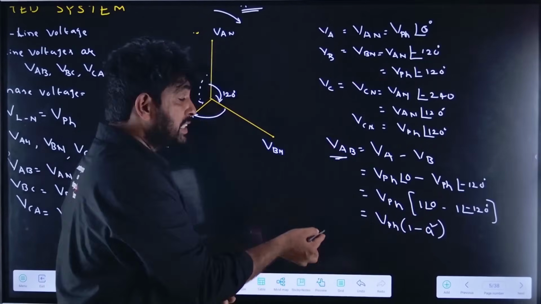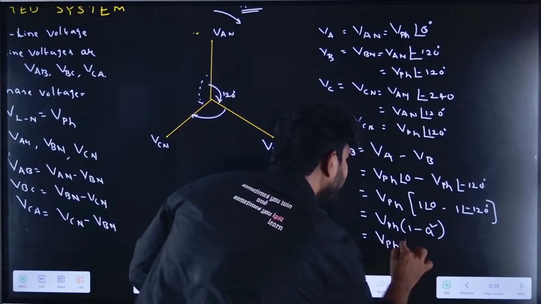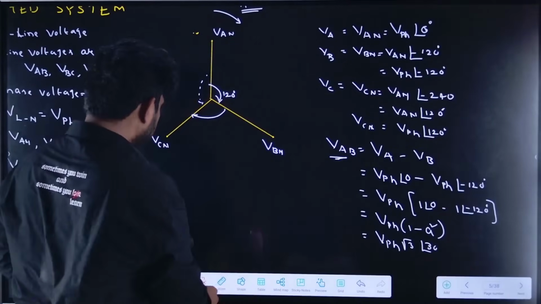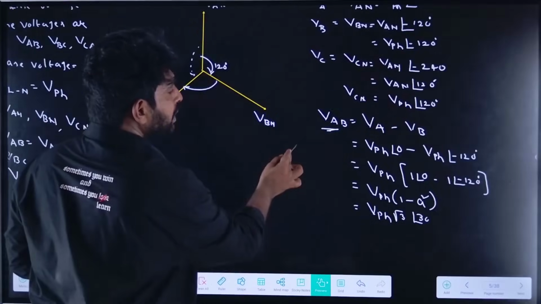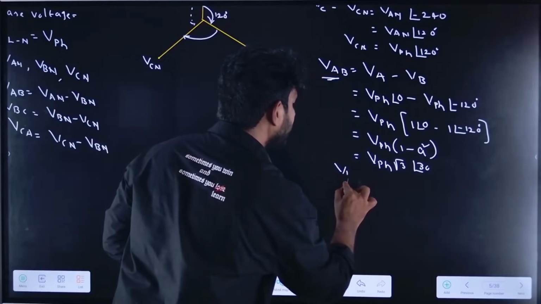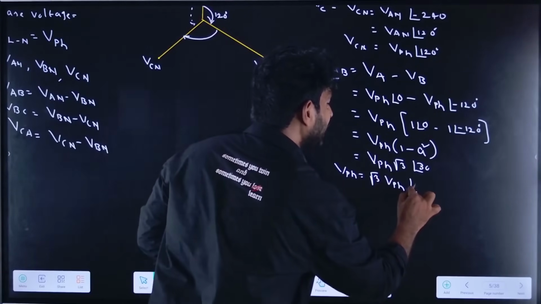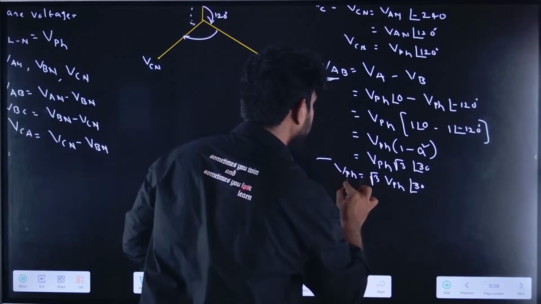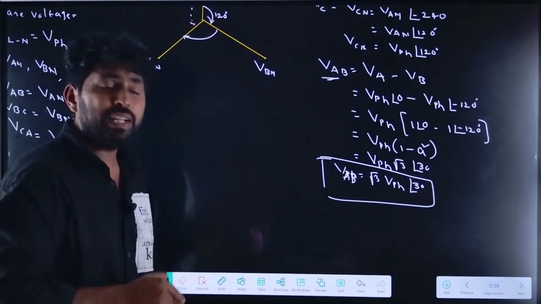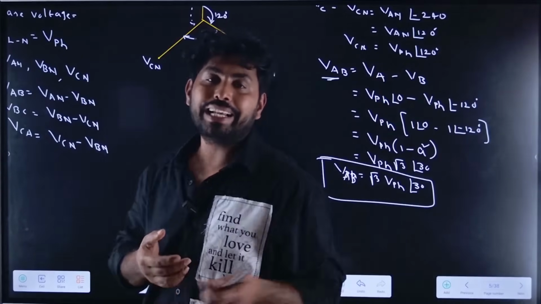1 minus A square equals root 3 at an angle 30 degrees. So VAB equals root 3 times the phase voltage at an angle 30 degrees. What does it mean? The line voltage VAB equals root 3 times the phase voltage at an angle 30 degrees.